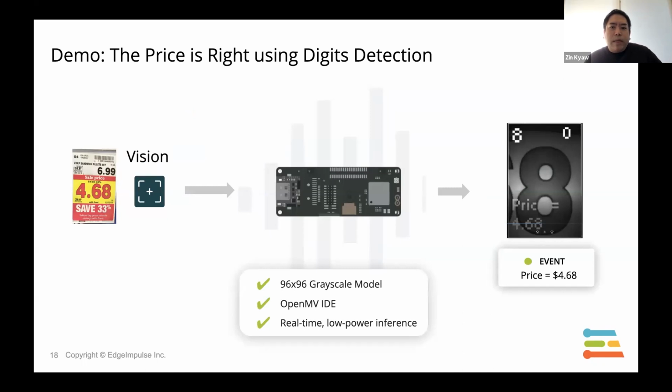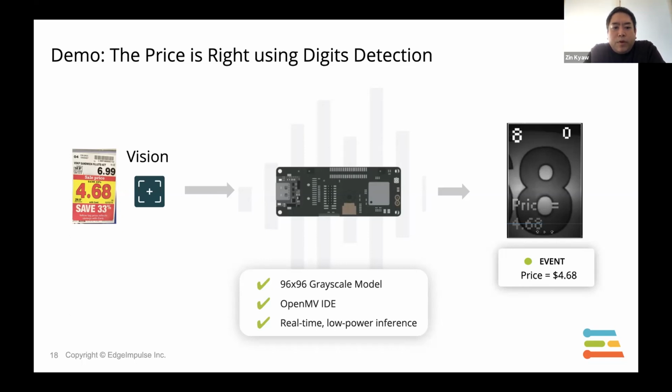So we'll talk a little bit about the demo, and I have a few more slides, and then we'll actually do the demo itself and show you that. For this webinar, we developed a Price is Right demo using digits detection. Digits detection is one of those things that's quite well known in the field of ML, and we've been able to implement that quite seamlessly, combining both Edge Impulse and Portenta H7 here.